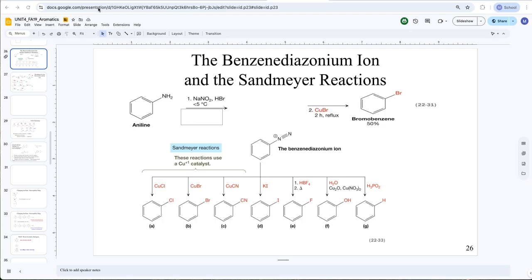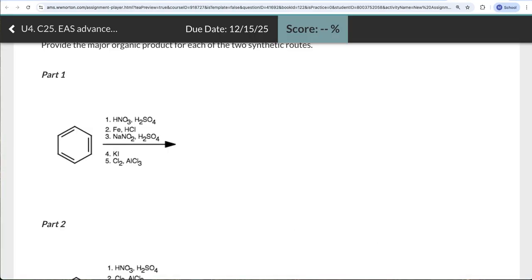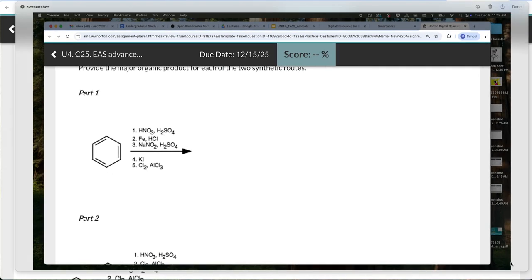One of the reactions that you're going to get hit with is the Sandmeyer reaction in this particular sequence. So if we just quickly review that it's there, be aware of it, and then we'll jump back to the homework. So starting off, what do we have to start with?